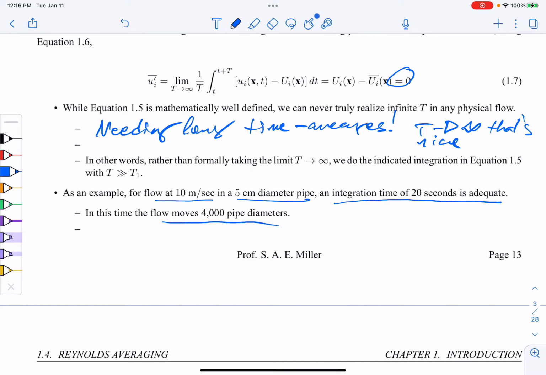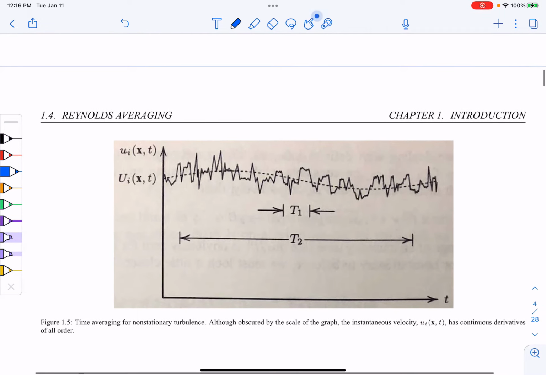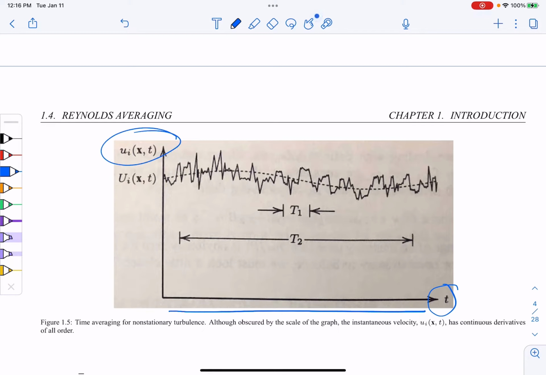That's shown right here in figure 1.5. This is a little bit different than the previous figure. Once again, we have the x-axis of time and the y-axis of velocity fluctuation. Here I've introduced two different time scales, which we'll talk about and define later. One is T1, a short time scale, and the other is T2, which should be much, much larger than the longest period of the flow.